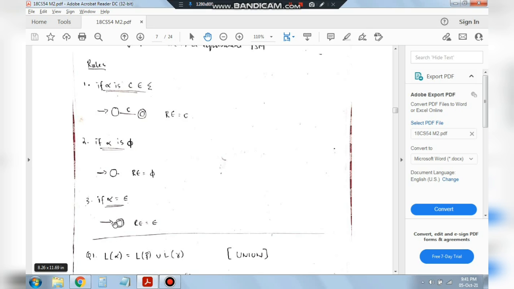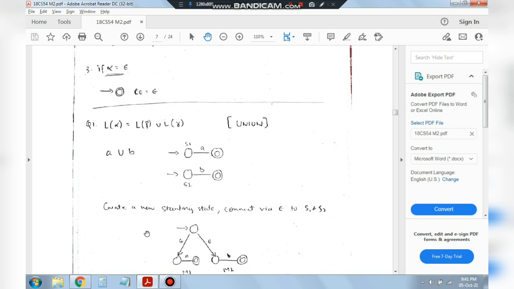Okay. So here's the difference. The null string will have no final state. The epsilon string will have the final state and the starting state as the same. Okay, that's the difference. Moving on, we have the union operation.